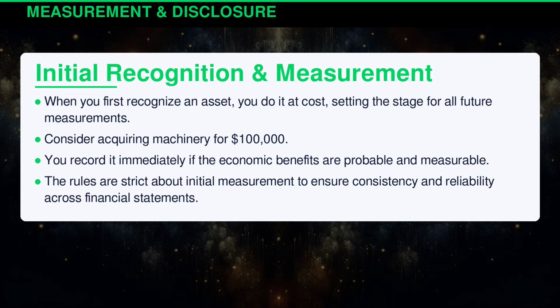When you first recognize an asset, you do it at cost, setting the stage for all future measurements. Consider acquiring machinery for $100,000. You record it immediately if the economic benefits are probable and measurable. The rules are strict about initial measurement to ensure consistency and reliability across financial statements.